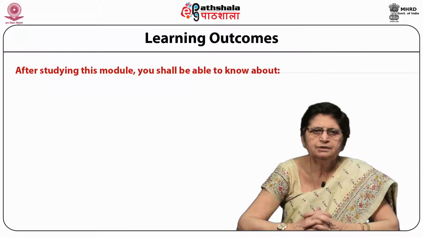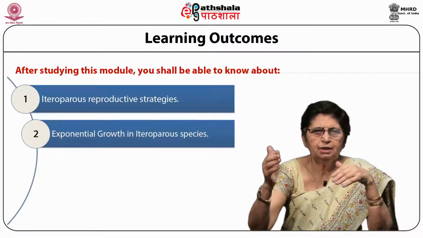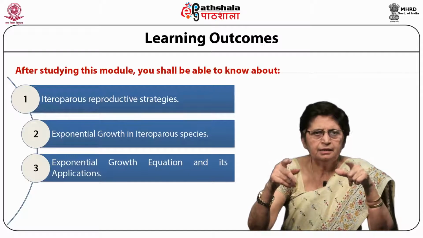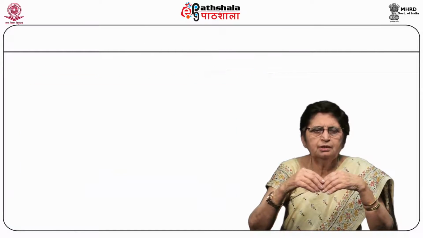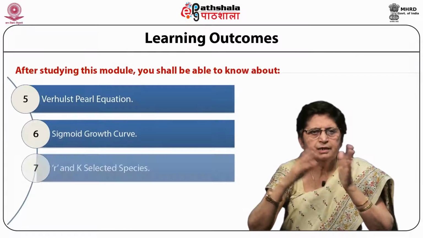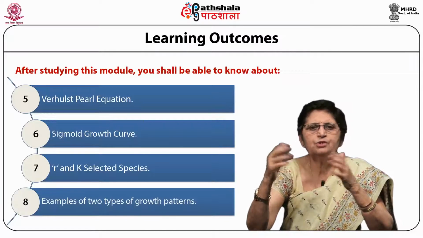In this module, we are going to study population growth part 2 from the Principles of Ecology paper. After studying this module, you shall be able to know about iteroparous reproductive strategies, the exponential growth in the iteroparous species, exponential growth equation and its application, logistic growth, Verhulst-Pearl equation, sigmoid growth curve, r and K selected species, and then in the end about the examples of the two growth patterns.